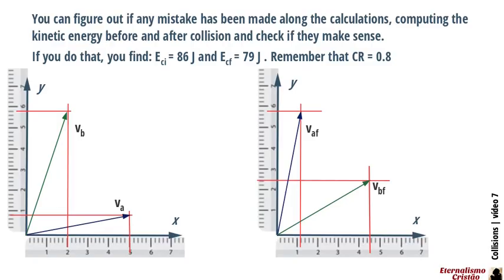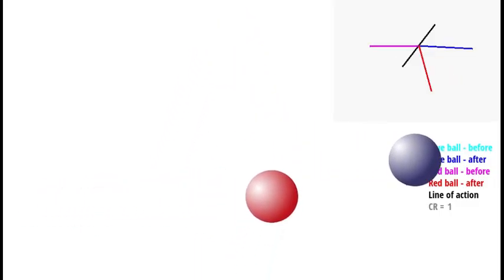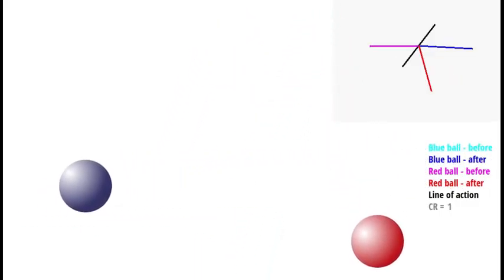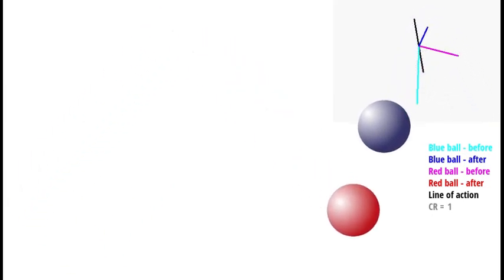You can figure out if any mistake has been made along the calculations by computing the kinetic energy before and after collision, and checking if they make sense. The 2D simulation has been obtained by automating the calculations we went across.